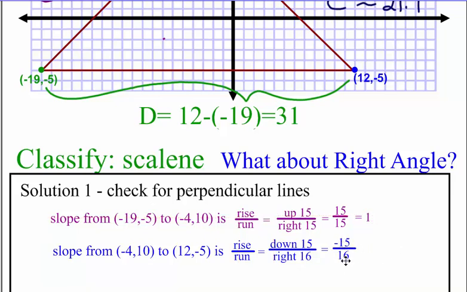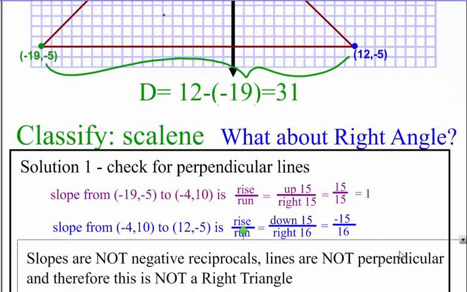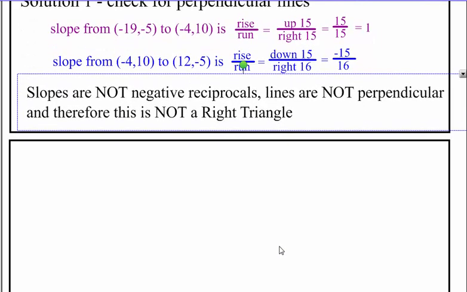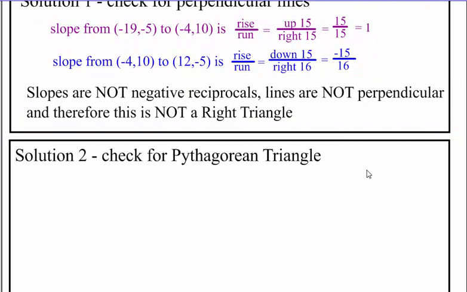Not quite negative reciprocals. If this were negative 16 sixteenths, of course, it would actually be negative reciprocals, but you can see that they clearly are not. And so the slopes are not negative reciprocals, so the lines are not perpendicular, and therefore this is not a right angle triangle. We do have a second option here.